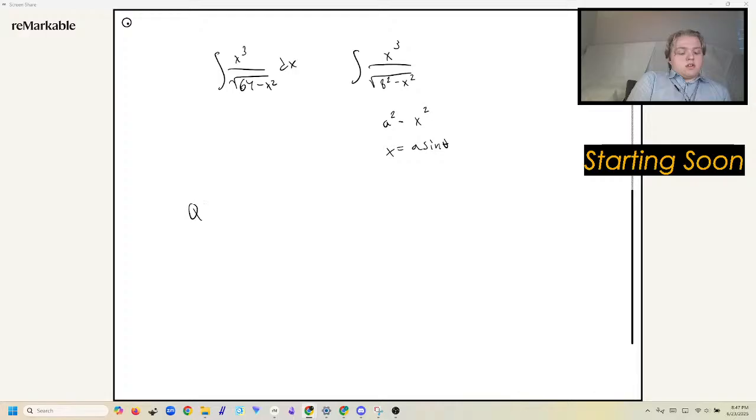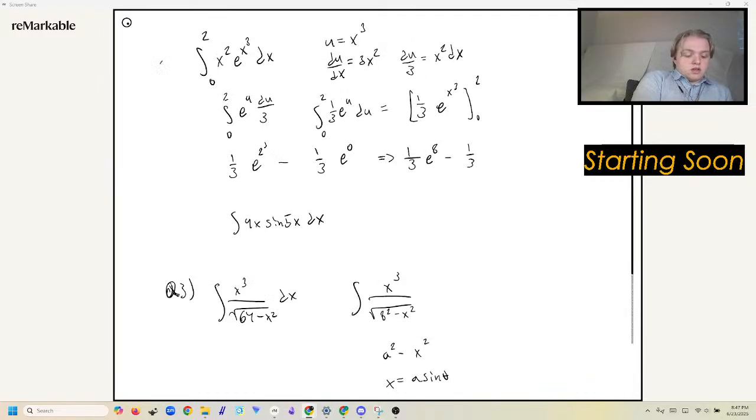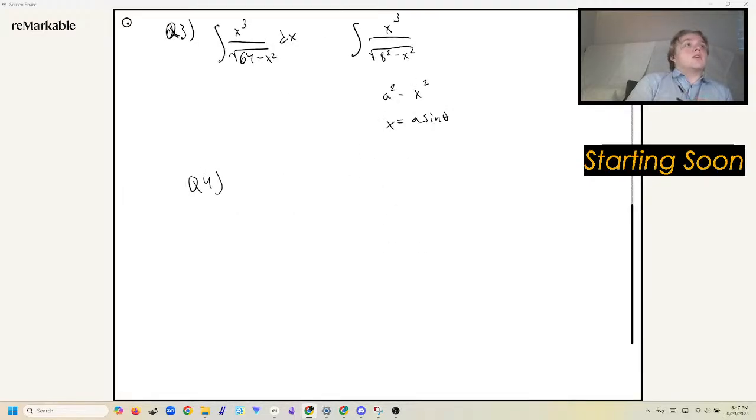Right. I should be labeling these as I go. Let me go up and do that real quick. Alright, question 4. You're going to identify a technique of integration for the following integral.